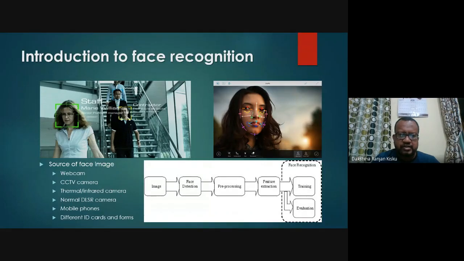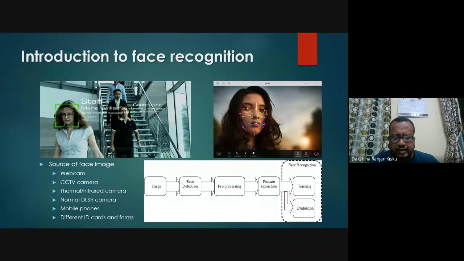Now, what are the sources of face images? If we look at the environment or the situations carefully, we can see that face images are easily available in different environments. We can obtain face images from a webcam, from a CCTV camera, from a thermal or infrared camera, from a normal DSLR camera, from mobile phones, and from different ID cards and photos. So these are the sources of face images.